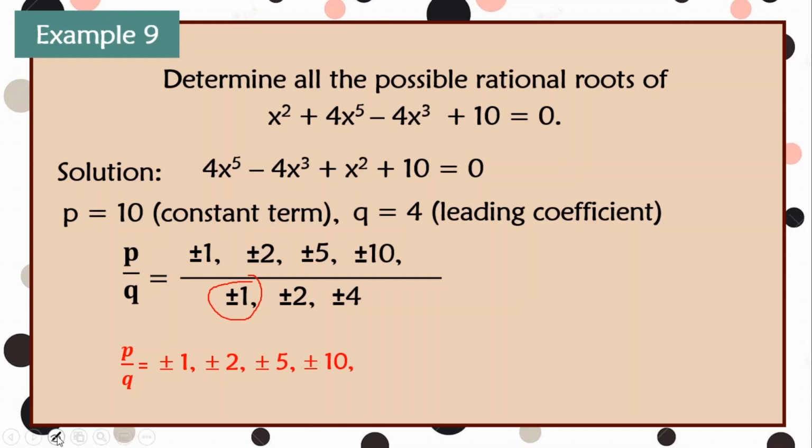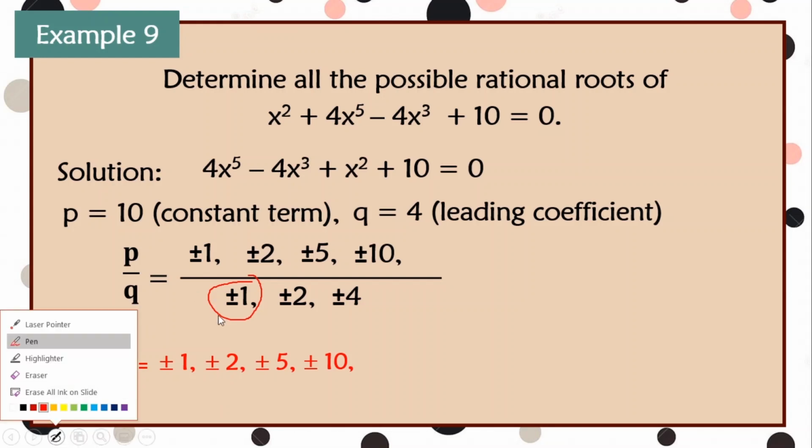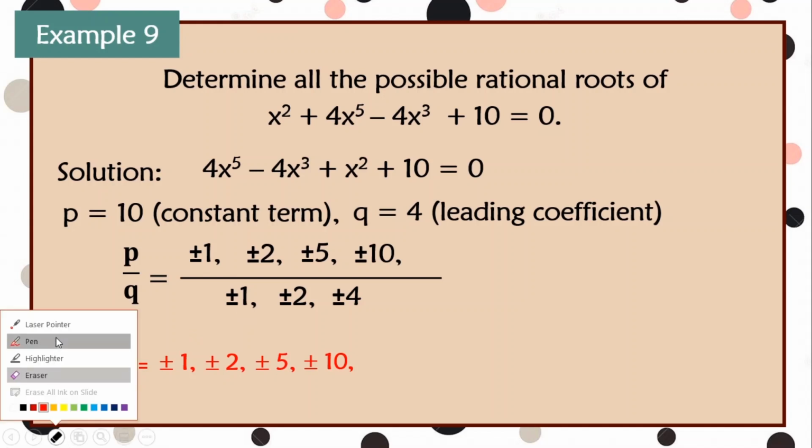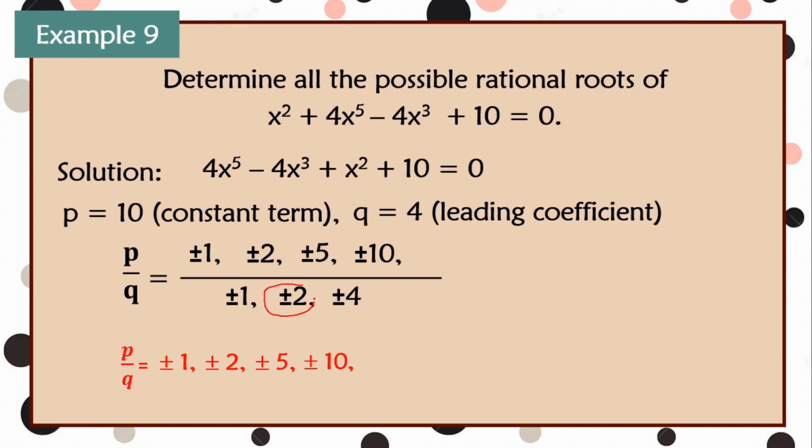So, we're done with the first factor of the leading coefficient. Now, the second one, which is positive and negative 2. So, let's simplify again. Positive and negative 1 over positive and negative 2, that is positive and negative 1 half. Positive and negative 2 over positive and negative 2, that is positive and negative 1. So, that is already written. So, we don't need to rewrite it.